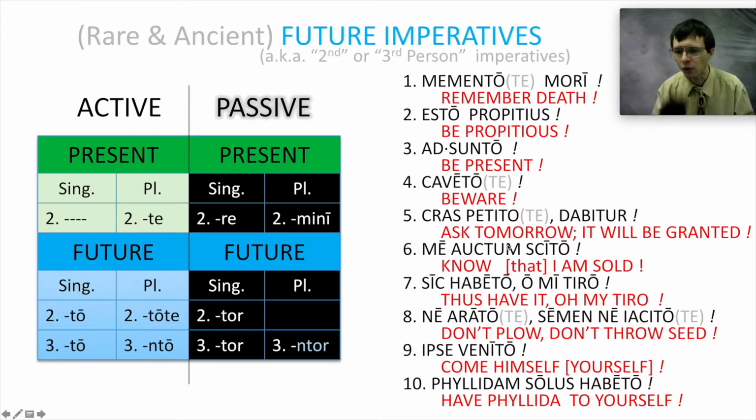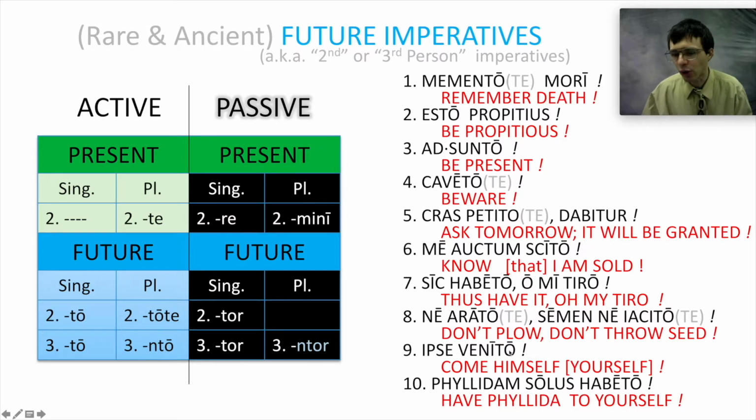Si caveto, o mi Tiro. Now, Tiro is a name, so thus have it, O my Tiro. Ne arato, semen ne iaceto. Now, ne you haven't had yet. That's a subjunctive don't, and that won't come until chapter 27 or so. But don't plow, don't throw seed.